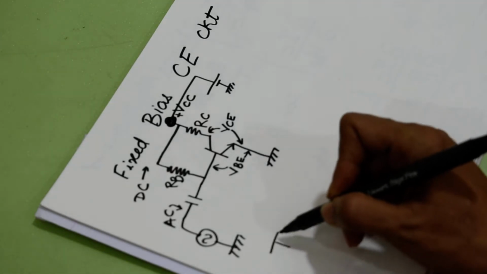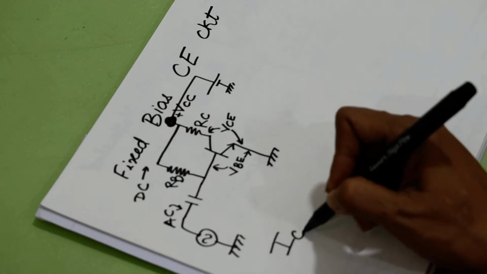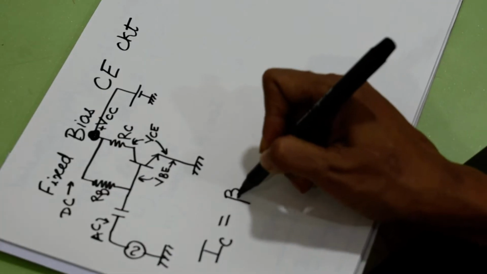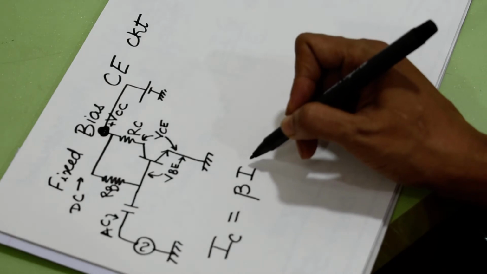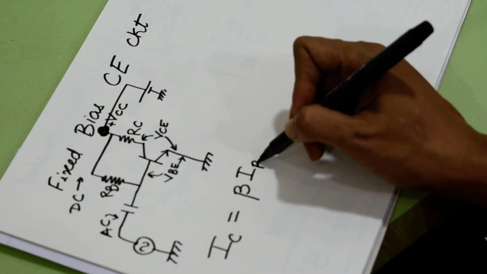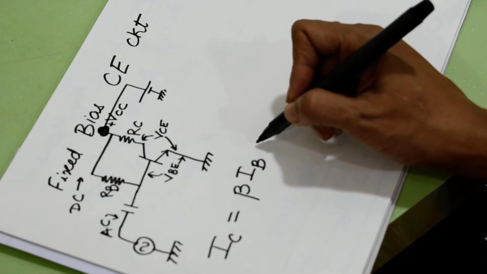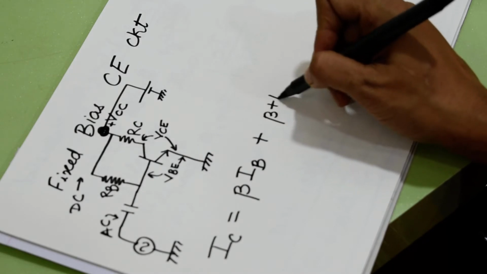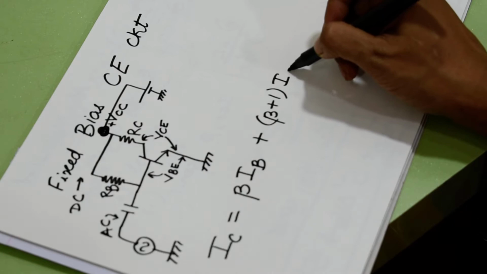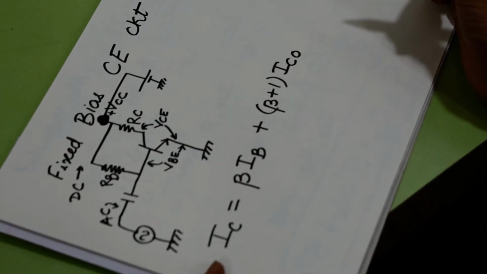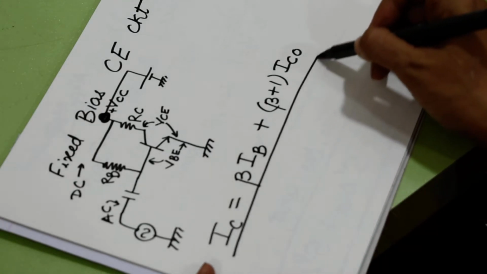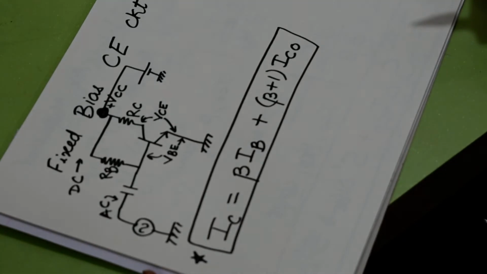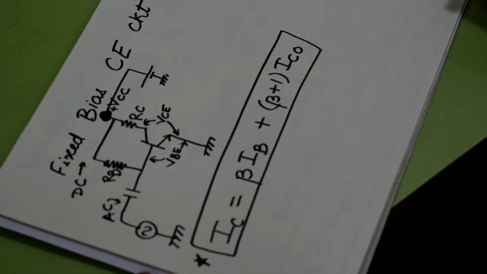Now we know collector current is always and always equal to majority charge carrier and minority charge carrier, which will come out to be equal to beta times IB plus beta plus 1 times ICO. Now this is a standard equation which will be true for all the cases.